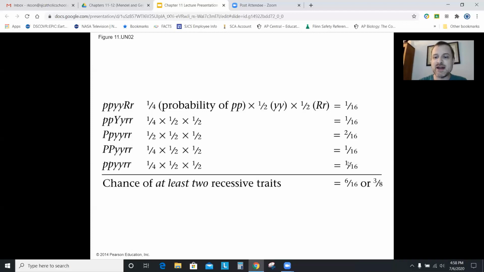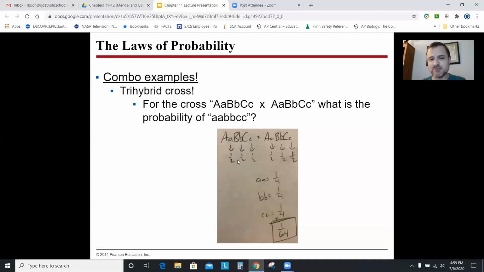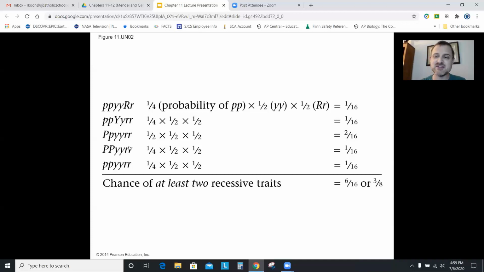A question like this, I don't think the AP exam would give you one like this, because you have about a minute per question, and this would take more than a minute. So a question like this is more applicable than a question like this, but it's worth going through these to practice your multiplication and division, or your probability laws, to practice those skills.